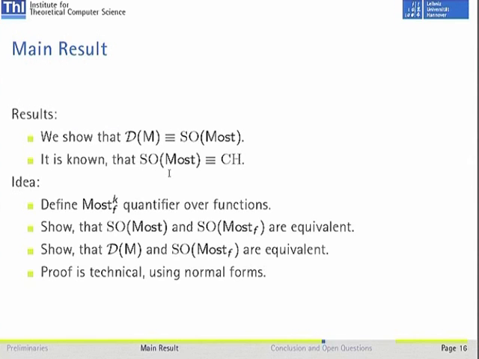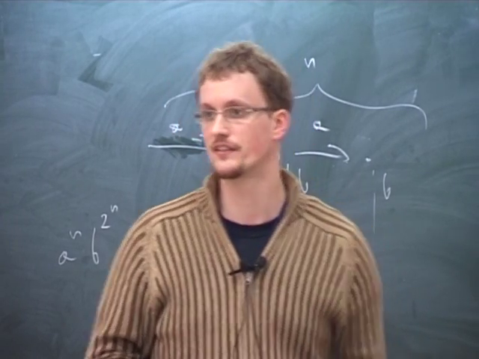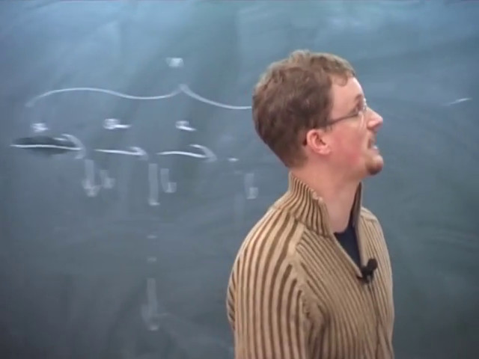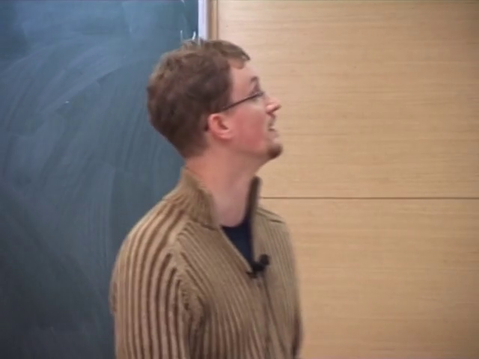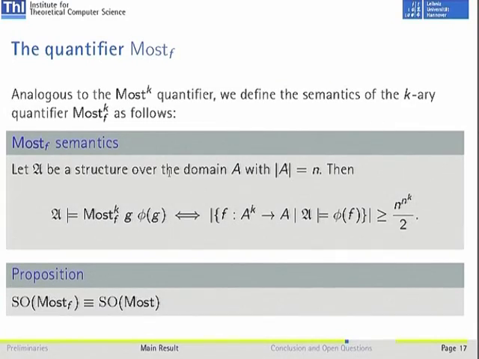Okay, the quantifier most F is defined very analogously to the most K quantifier. Again, we have a structure here, and then we say for most of the functions, phi of G has to hold if and only if at least half of the functions satisfy phi. So n to the k is the number of all functions, and we say at least half of them have to satisfy phi. And yeah, this is the proposition where we show that the logics are equivalent.